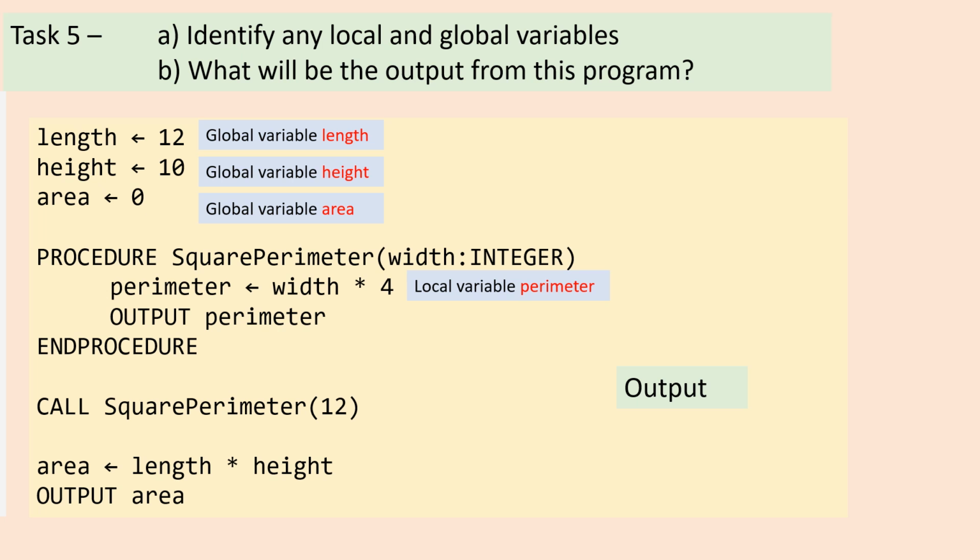12 fours are 48. We can output perimeter, which is 48. We finished our subprogram, so this value perimeter is now deleted from memory. We carry on with the program. Area is length times height.